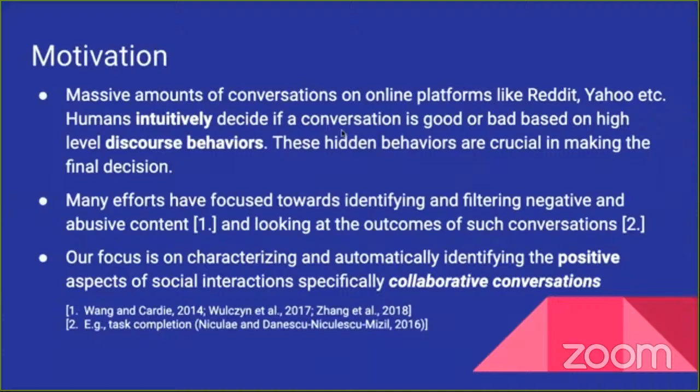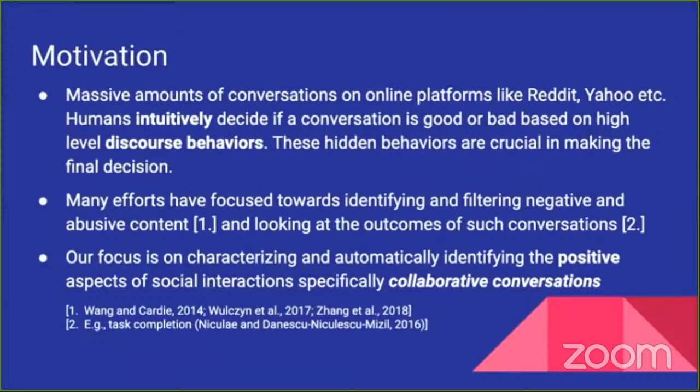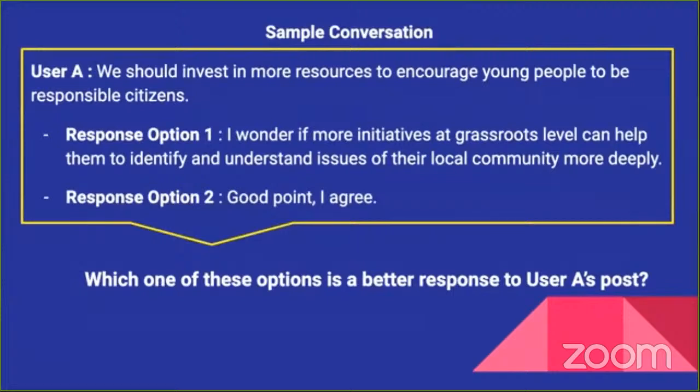Just to give a brief motivation about the problem, as you all know, there are massive amounts of online conversations on platforms like Reddit, Yahoo, etc. And we as humans intuitively decide if a conversation is good or bad based on high-level discourse behaviors. These hidden behaviors are crucial in making the final decision about any conversation. In recent years, many efforts have focused towards identifying and filtering negative and abusive content and looking at the outcomes of such conversations. But our focus is on characterizing and automatically identifying the positive aspects of social interactions, specifically collaborative conversations.